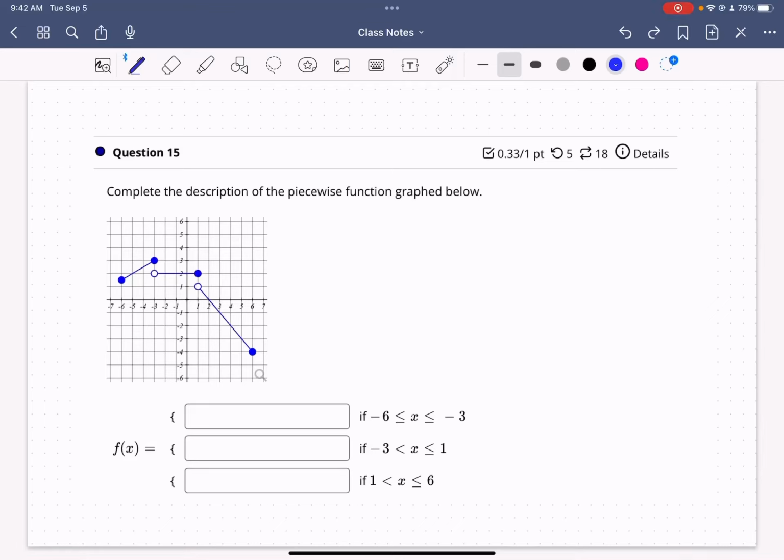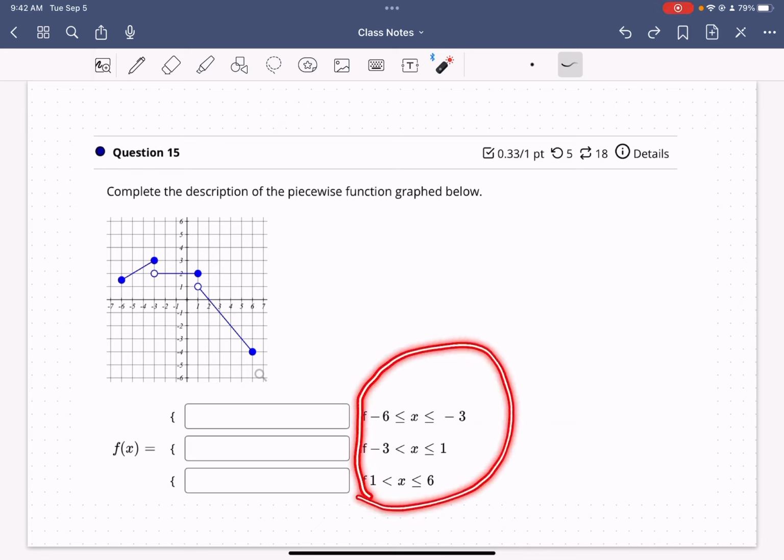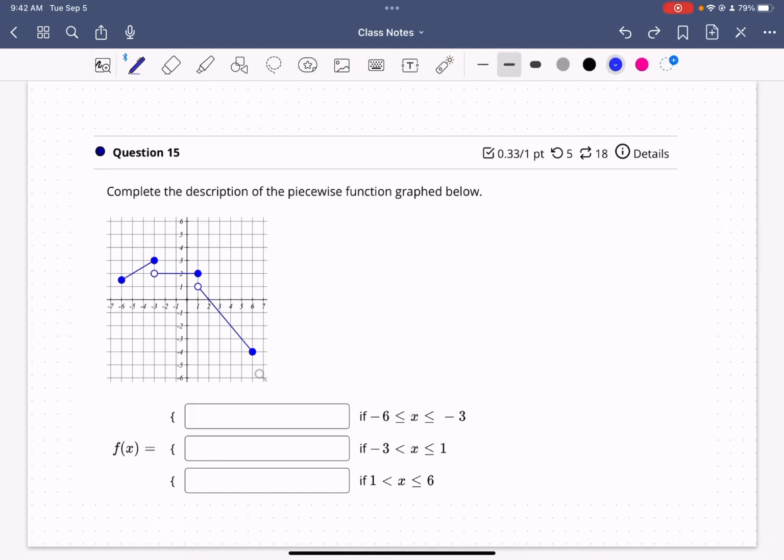In this problem, what we're going to do is find the equations that were put together in this piecewise function. You'll notice here we're already given a graph, and we've also been given the domain restrictions. So our goal is to figure out all those equations that go with it. The first thing I'm going to do is work with this inner part.